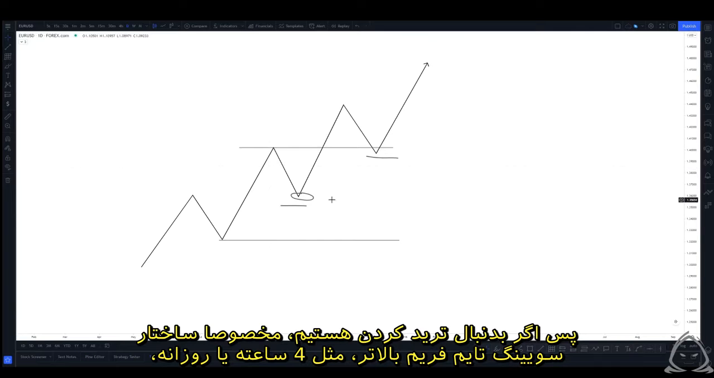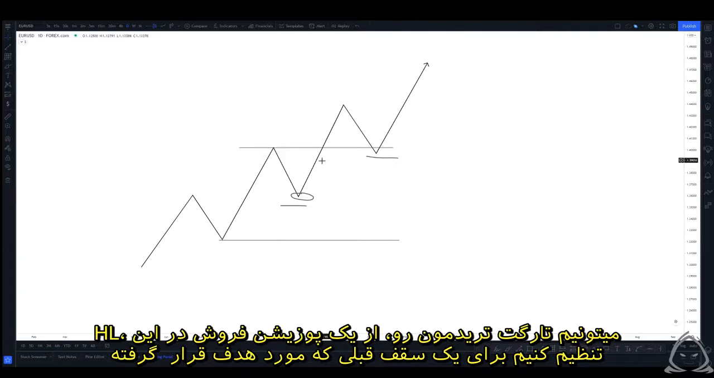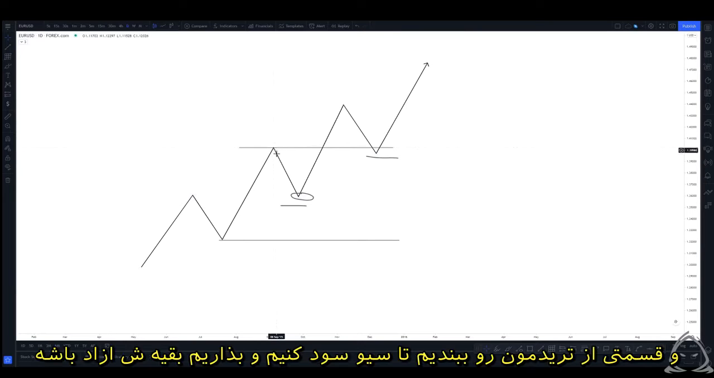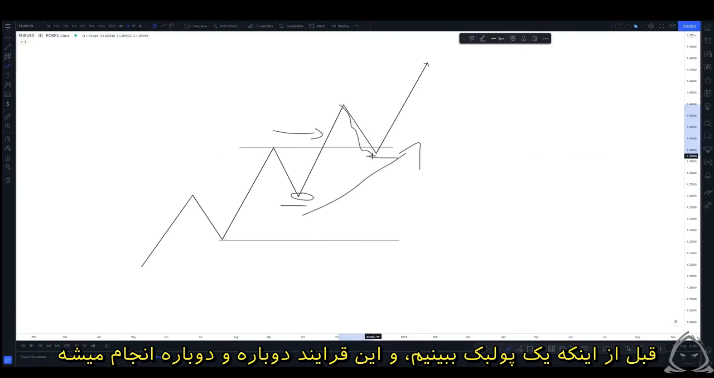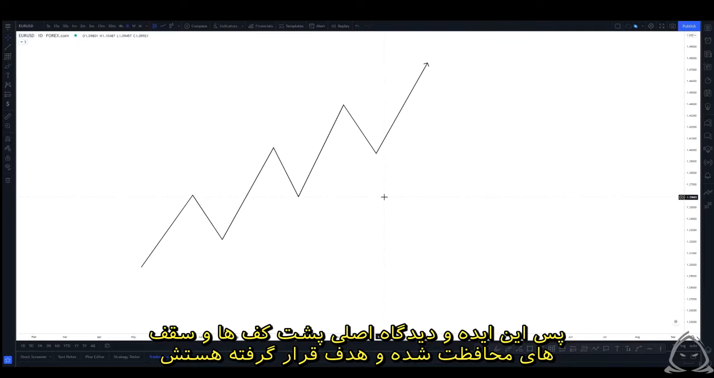So if we are looking to trade, especially higher time frame swing structure, like the 4-hour or the daily, we could look to target our trades from a buy position down at this higher low at the previous targeted high and end up closing a portion of our trade to lock in some profits and let the rest run, understanding that if we are truly in a bull trend, that price will then continue to move to the upside to a certain level before we start to see a new pullback in the process taking over again and again. So that's really the main concept and idea behind protected and targeted highs and lows.